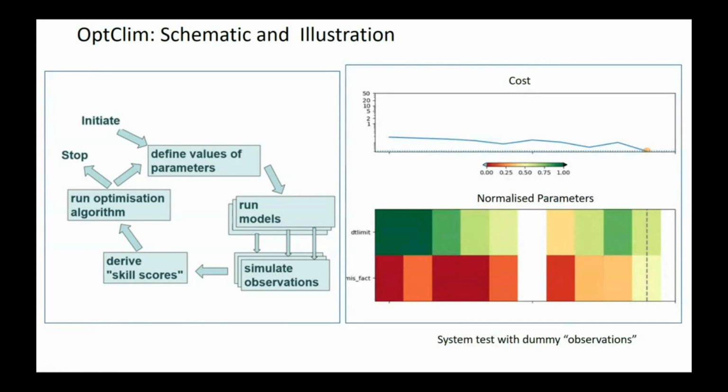An example of that from a system test is here, where we've got just two parameters, and these are shown in the lower graph as being normalized to between 0 and 1. We began with these values and then perturbed them in turn, and explored the cost, or the quality of fit to the observations, and can see that in time came down. So that was just a simple system test that we did on Archer to demonstrate that the OPTCLIM software architecture was behaving itself.